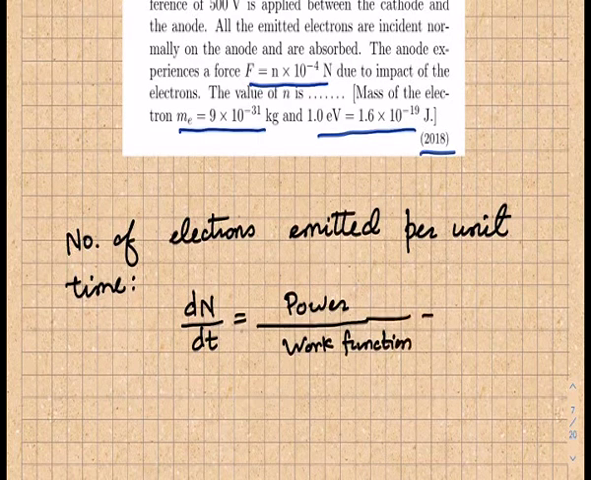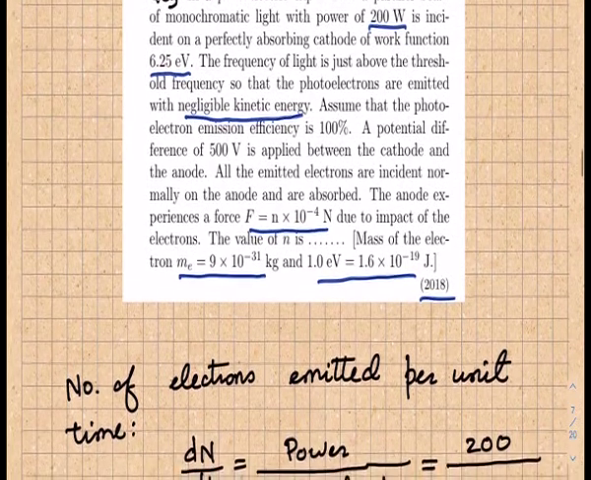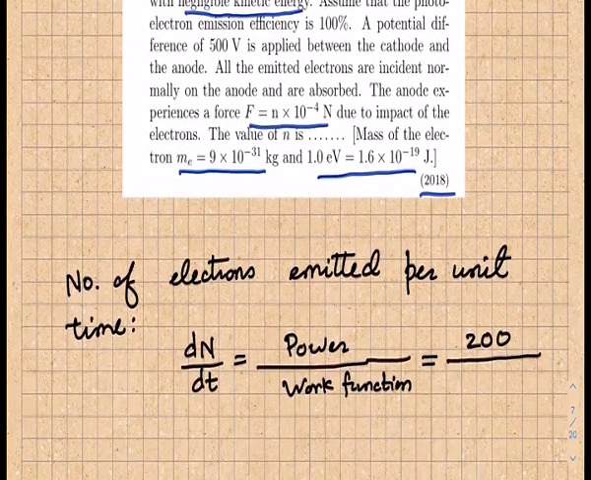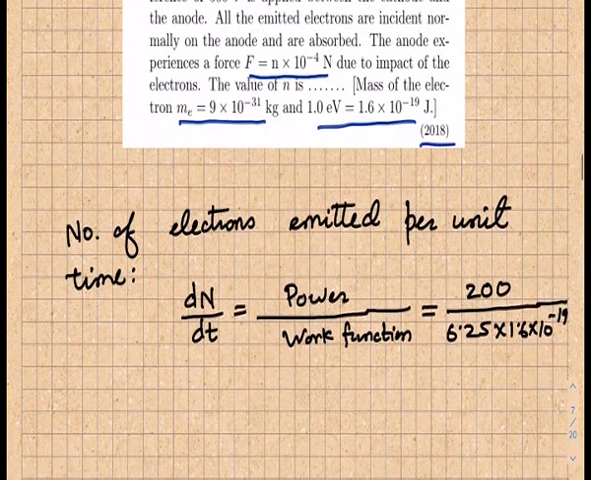Okay, and these are given to you. Power is given to be 200 watt, and work function is given to be 6.25 electron volt, where 1 electron volt is 1.6 into 10 to the power minus 19 joule. So okay, this we'll need later on.